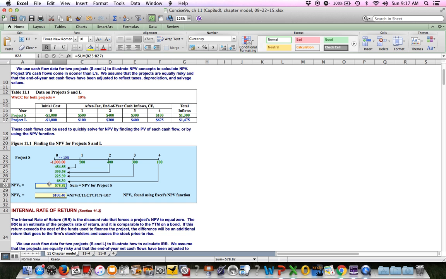So for S, it's 78. For L, it's 100. The good news, both are above 0. So if I could choose both, if they're independent projects and I could afford it, I could do both projects. If they're mutually exclusive, I would probably go with project L because it's going to give me the highest return. And basically that number represents how much wealth we're adding to the company by taking on this project.